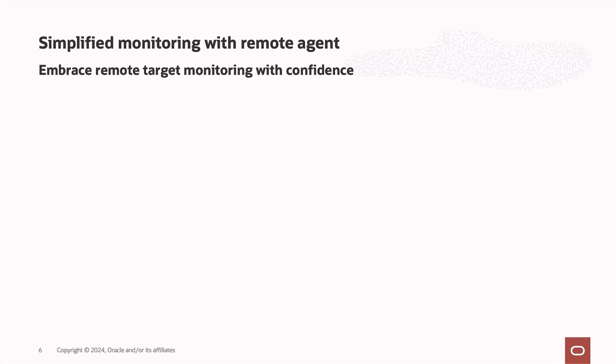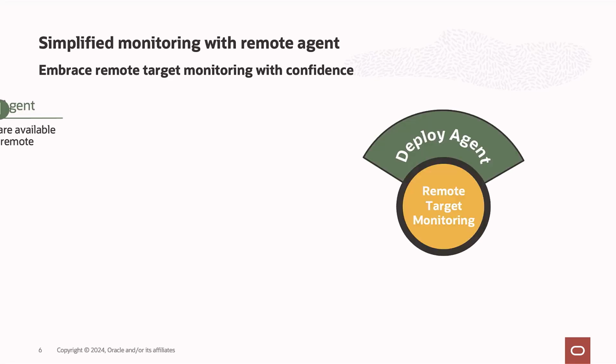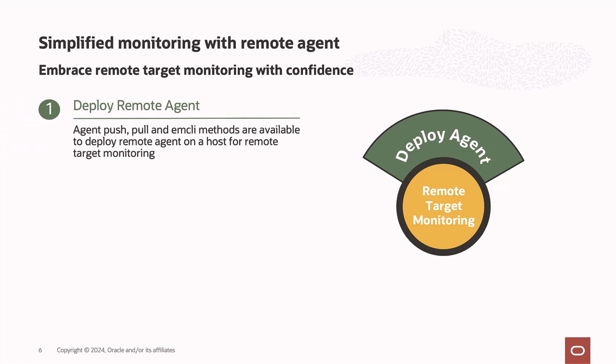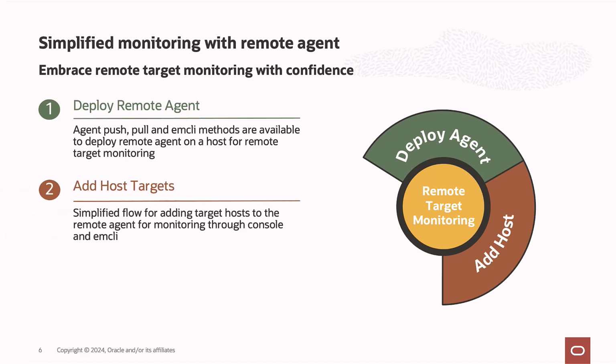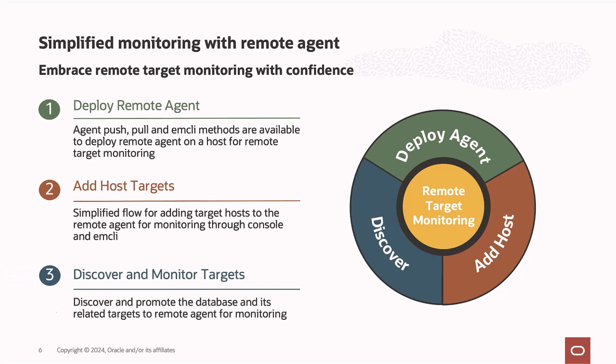So here, let me share with you the simplified and efficient process for monitoring remote targets with remote agent. The process consists of 3 simple steps. The first step is to deploy remote agent. Here we support agent push, agent pull, and EMCLI methods for deploying remote agents. The second step is to add remote host targets to remote agent. And the final step is to discover and monitor targets.